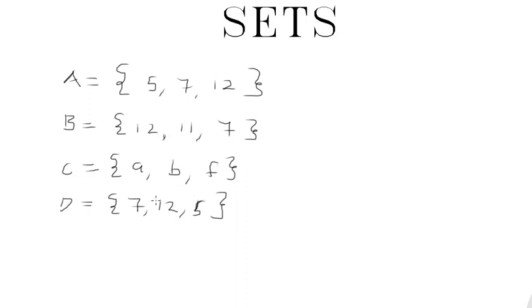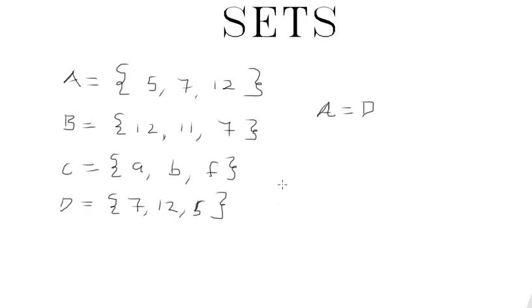What of set B and set D? They both have 7, they both have 12, but they don't have 11 or 5 on both sides. So these two are not equal. But when you look at A and D, these two have the exact same elements, and these elements are in a different order, but they are the exact same elements. So it doesn't matter what order they've been put in, but as long as the elements in those two sets are exactly the same, then those two sets are equal. So set A is equal to set D.